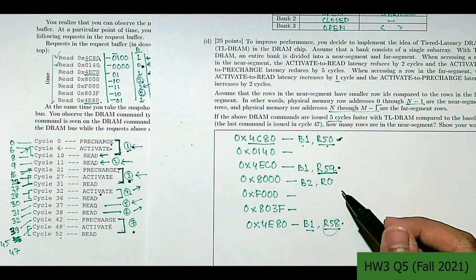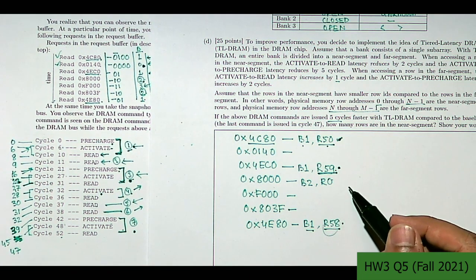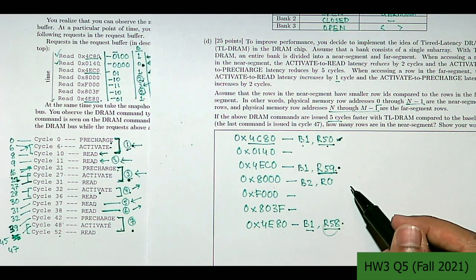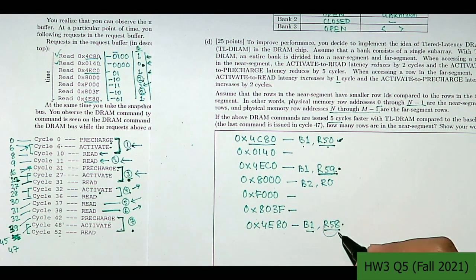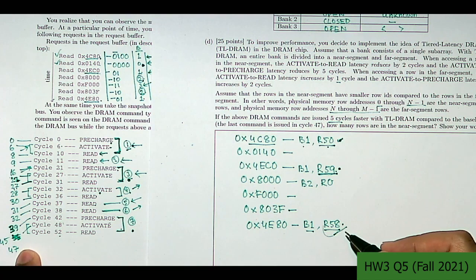If the question is deterministically answerable, then we expect a correct number. If it is not deterministically answerable, then we are expecting some bounds. For this case, let's say you know for sure that if you consider 58 to be on the fast segment side, you are not matching the timeline.